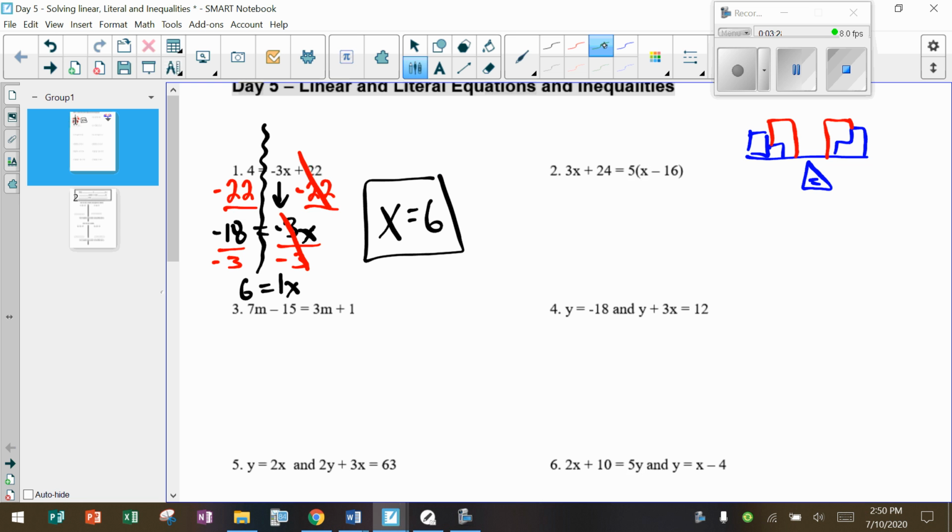Example 2 here, there are some parentheses involved, and if there are parentheses, we will use the distributive property. 5 times x equals 5x. 5 times negative 16 is negative 80. Now, if you can't do that in your head, then that's why you have the calculator, negative 16 times 5. The subtraction sign in front of the 16 is telling us that it is a negative 16. So when you type it into your calculator, you can use negative 16 times 5.